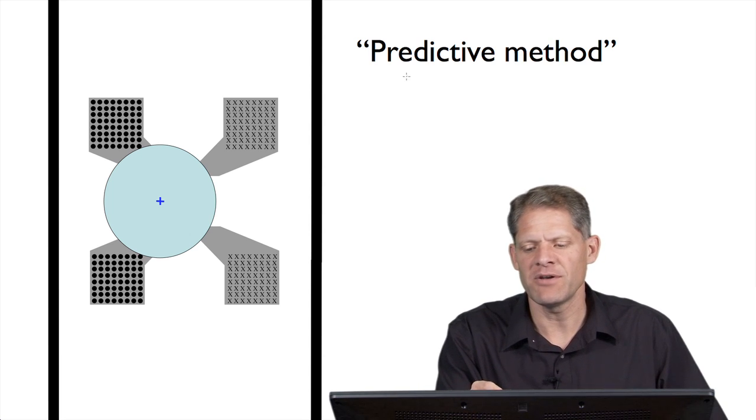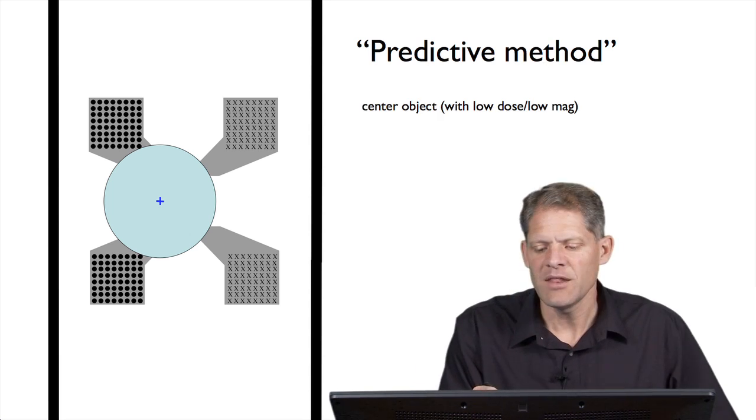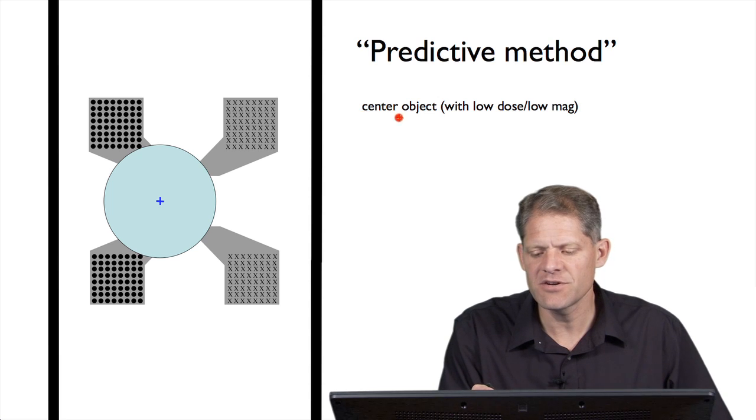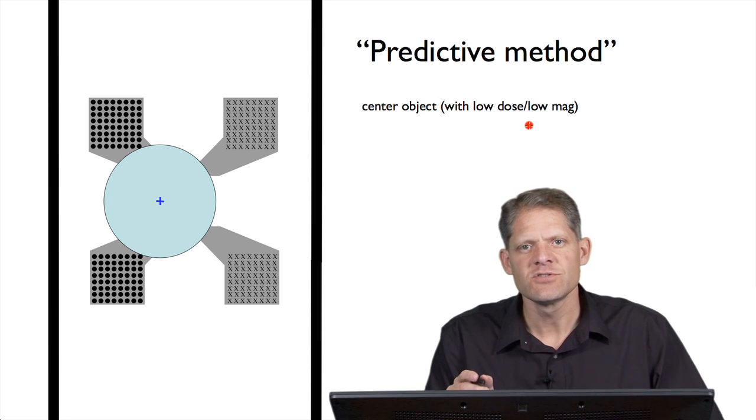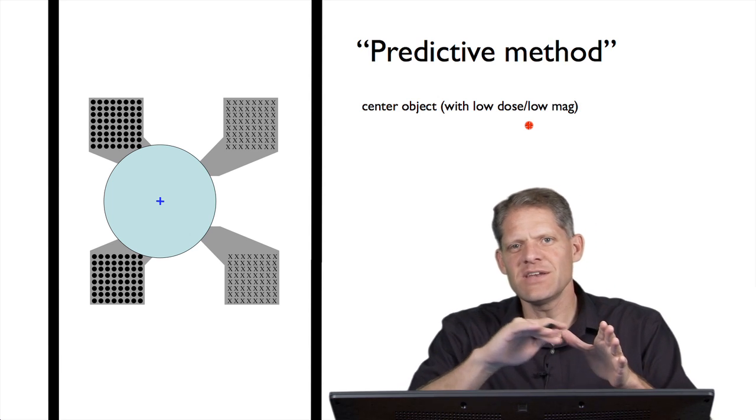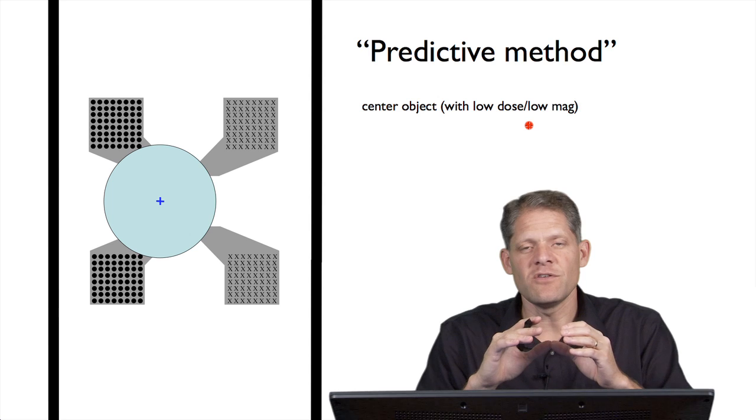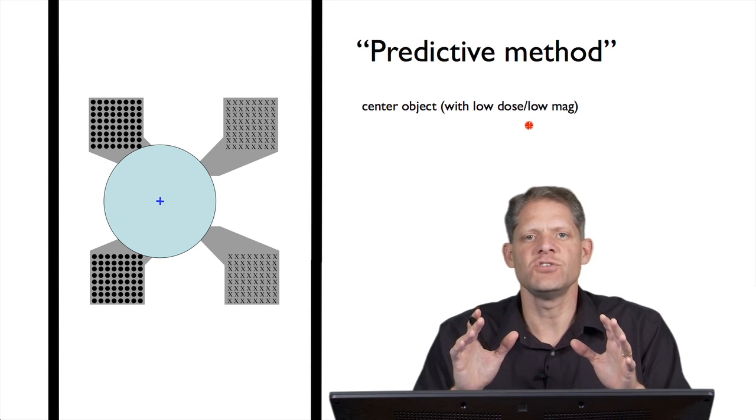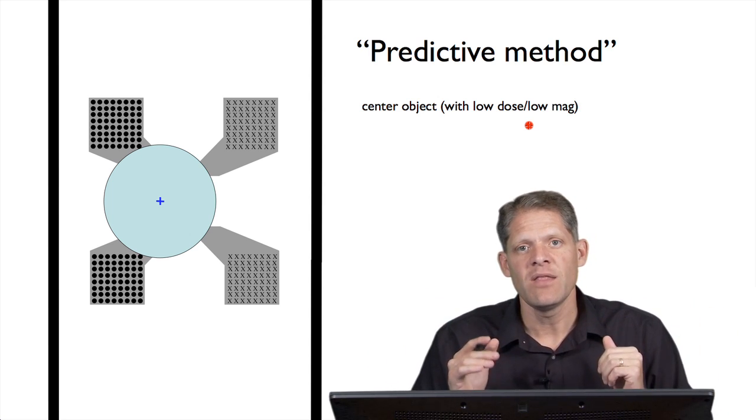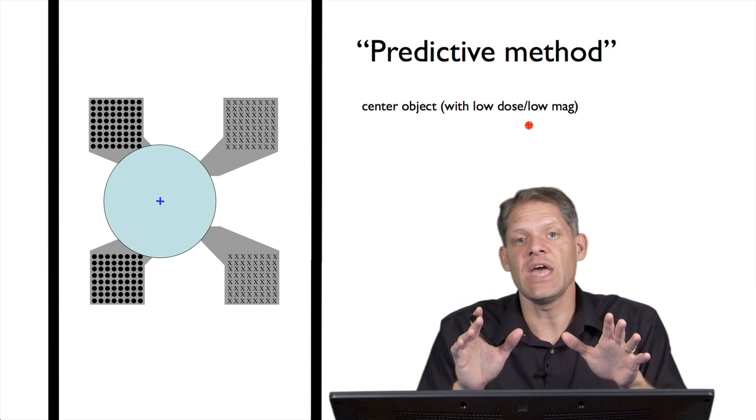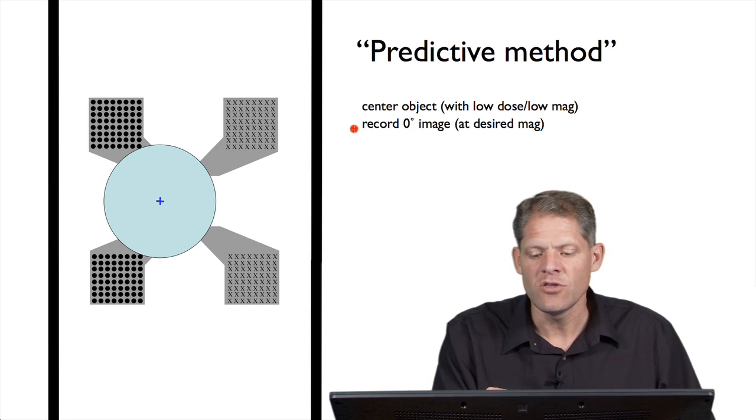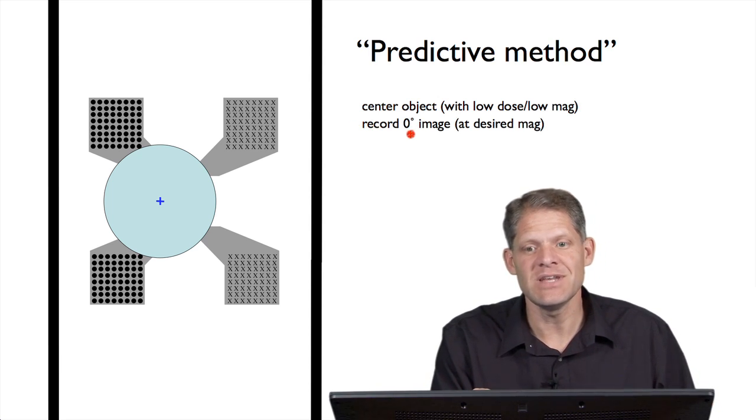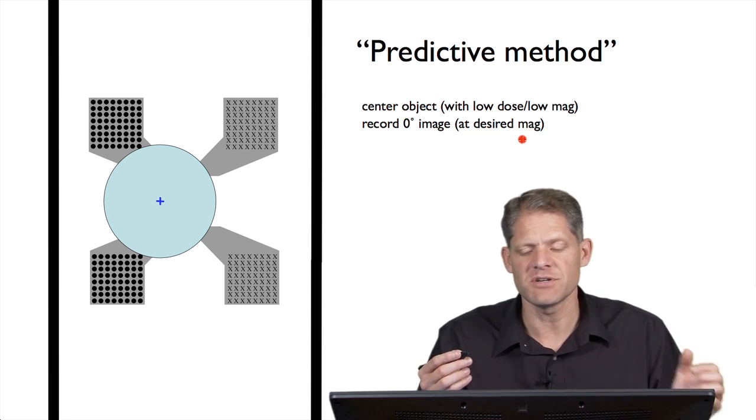The first strategy we'll talk about is the so-called predictive method. In the predictive method, one first centers the object, and you do this with a low dose, low magnification image so that the dose that's applied to center the object underneath the beam is a tiny fraction of the dose that you'll apply to record the tilt series. That way this tiny fraction won't damage the sample much while you get it centered underneath the beam. Once it's centered, you go ahead and record the untilted image with a 0-degree tilt at whatever desired magnification you want for the tilt series, and we'll talk about that later.